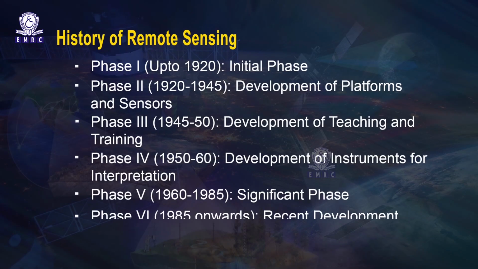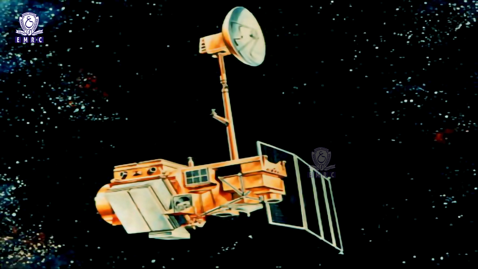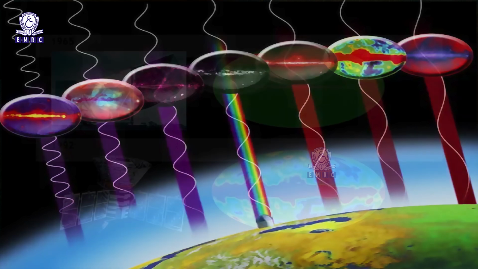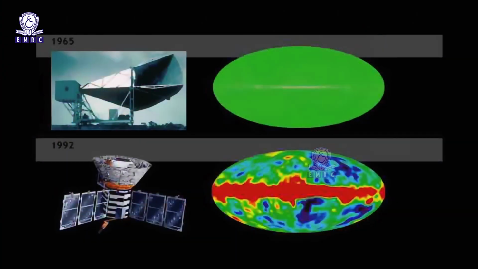Beside this, many other satellites were launched in space by European and Asian countries during this period. Phase 6, 1985 onwards, recent development phase. In this period, remote sensing technique has been improved in two ways. First, there has been development of sensors which can use the infrared and microwave spectrum, other than the visible spectrum, to get information about the Earth's surface.